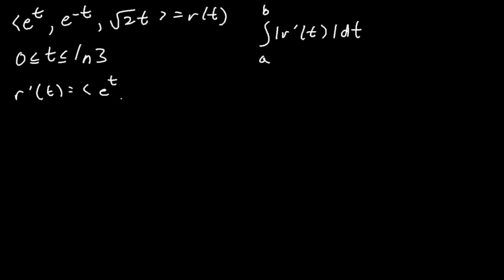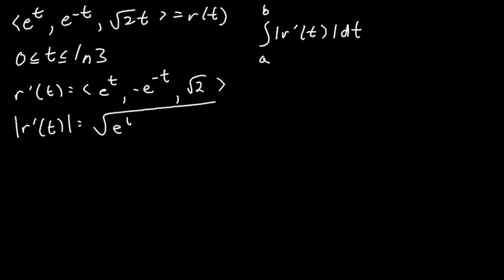The derivative of e to the power of t is e to the power of t. The derivative of e to the power of negative t is negative e to the power of negative t because of the chain rule. And the derivative of a constant times a single-powered variable is just the constant, or the coefficient. So now on to the magnitude.